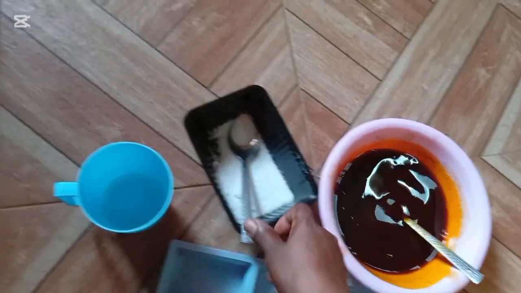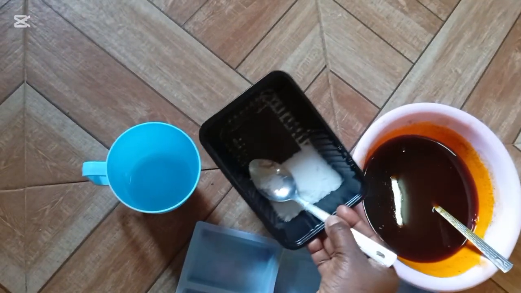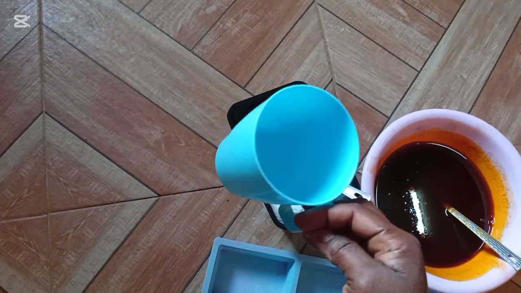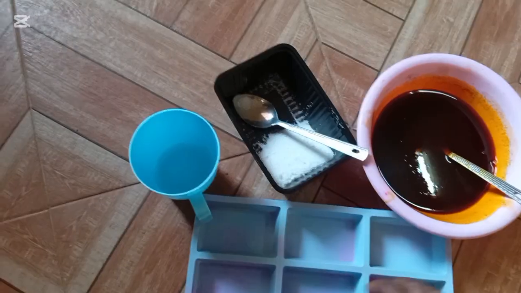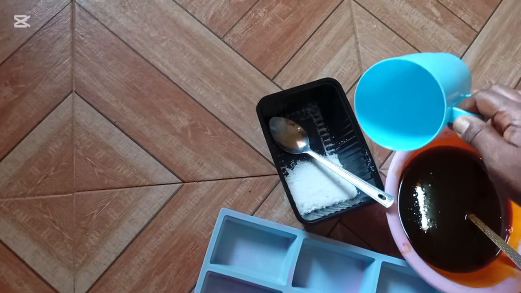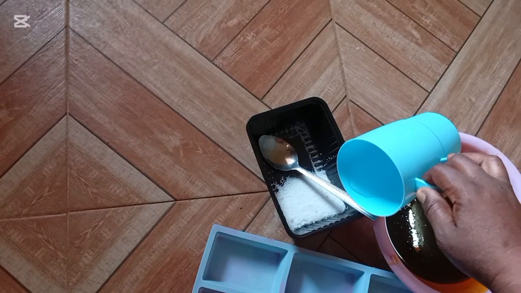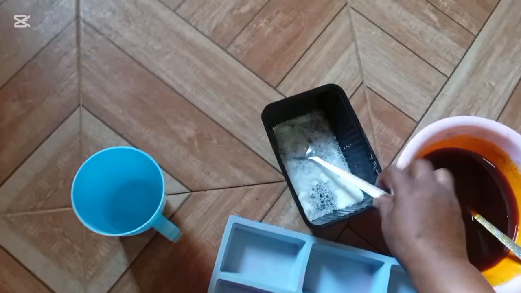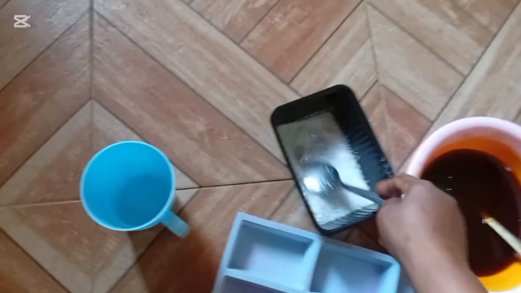So I'm ready to produce my palm oil washing soap. That's my caustic soda, about 3 spoons. So I dissolved it with just a little water. I'm going to dissolve it. Then that is my mold. You can use anything as a mold if you don't have this kind of mold. Even the takeaway plates there can serve as your mold, because you can easily remove it when it's dried.